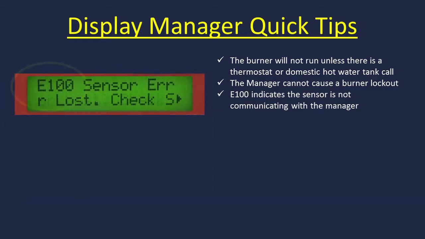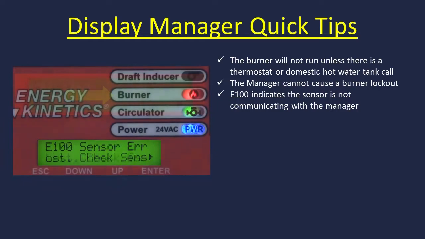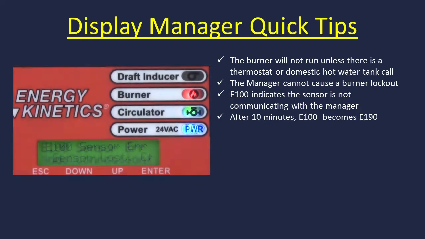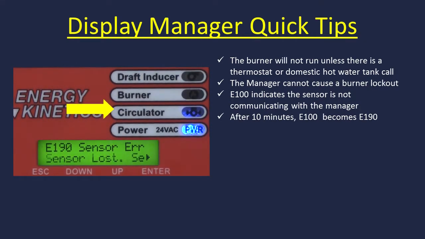The E100 message indicates the sensor is not communicating with the manager. Do not replace the manager. Check the manager sensor wiring instead. The burner and circulator remain on as the boiler is running in service board mode. After 10 minutes, the burner and circulator shut off and the E100 message becomes an E190 message, meaning the outputs will open after 90 seconds and will only run with an active call for heat or hot water. This is commonly known as classic mode.